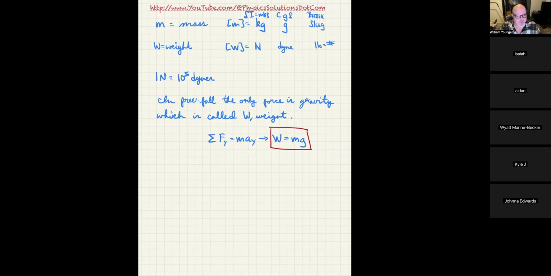Now, the gravity on Earth is 9.80. If you wanted to calculate the weight of an object on the moon, you'd have to take the acceleration of gravity on the moon, which is about 1/6 of gravity. So you'd take 9.8 and divide it by 6, and that would give you the gravitational acceleration on the moon.